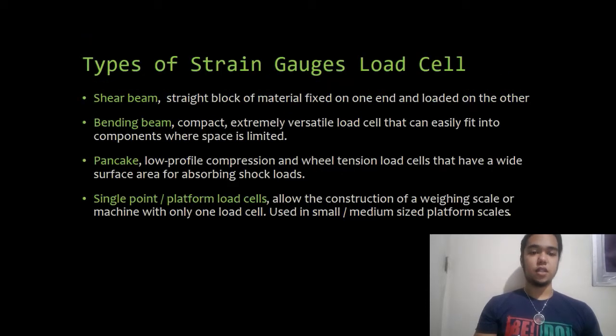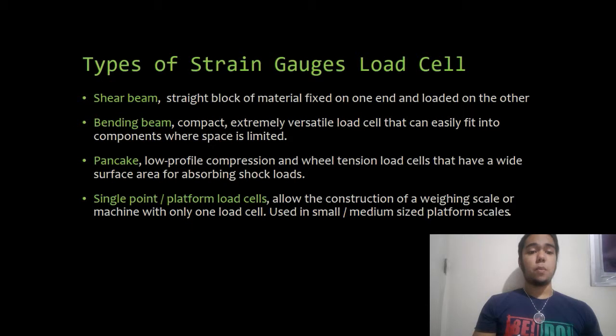Types of strain gauge load cells. The shear beam. It's a straight block of material fixed on one end and loaded on the other. Bending beam. It's a compact, extremely versatile load cell that can easily fit into components where space is limited. Pancake. A low-profile compression and tension load cell. It has a wide surface area for absorbing shock loads.